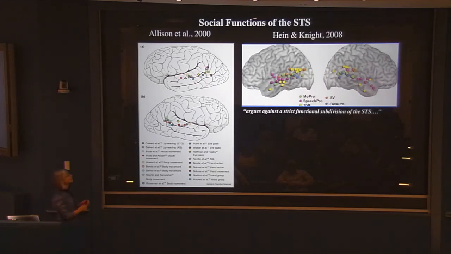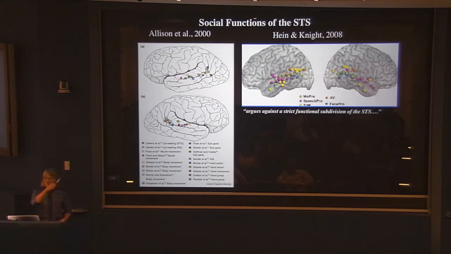And in a review article from a bunch of years ago, Hein and Knight made an updated figure like that, and they looked at a bunch of different functions from different studies and stuck a dot up there for each study, and they said, look, this stuff is all interleaved. You have motion processing, speech processing, theory of mind, audiovisual integration, and face processing, all in that same area. Therefore, they say, this argues against a strict functional subdivision of the superior temporal sulcus.